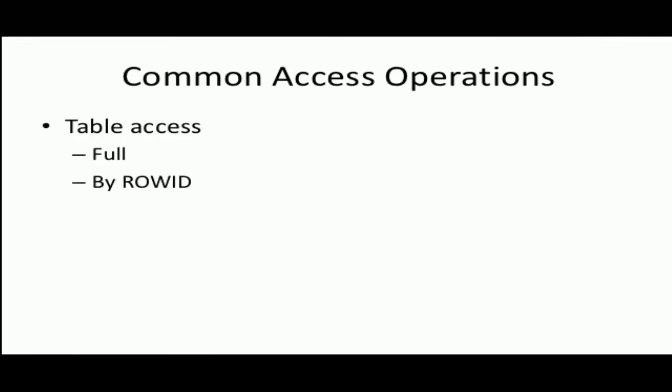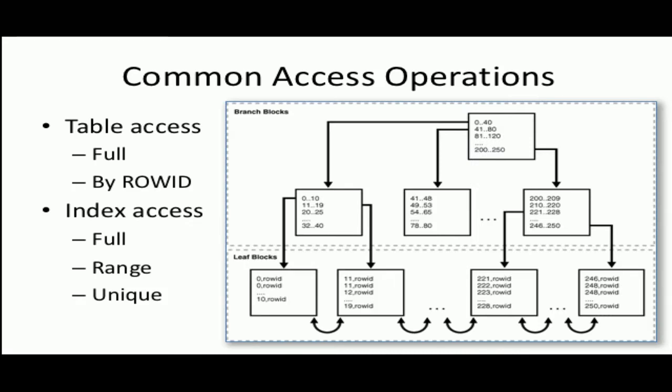Anyway, regular operations that we often see: table access operations, full or by row ID, index access, full, range, unique. I'm going to speed up here a little bit so I can spend more time on the execution. I only have like 20 minutes left, right? So I'm going to speed up a little bit here.